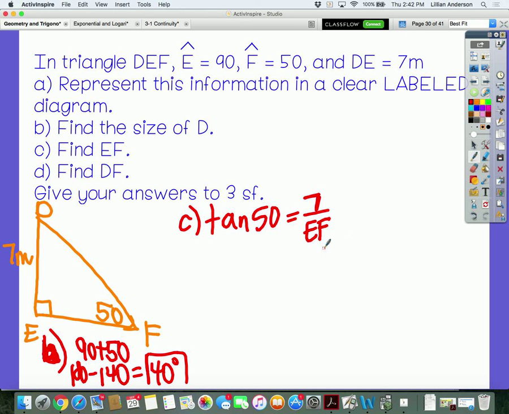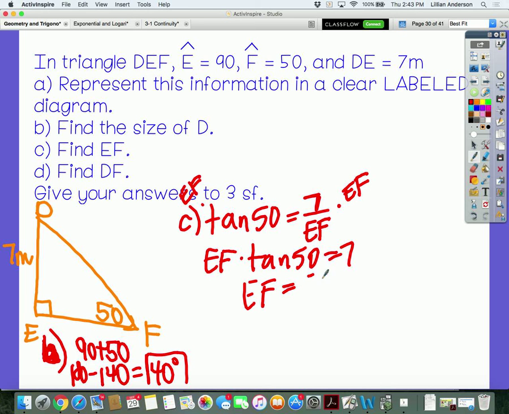Because a lot of students tend to want to divide by 7, but it doesn't quite work that way, okay? You can multiply both sides by the denominator, but you can't divide both sides by the numerator. That doesn't work. So we still go about multiplying both sides by the denominator. So we'll have EF times the tangent of 50 equals 7. And this time, instead of multiplying 7 by the tangent of 50, we're actually going to divide. So EF is going to be 7 divided by the tangent of 50. And we type that into our calculator.